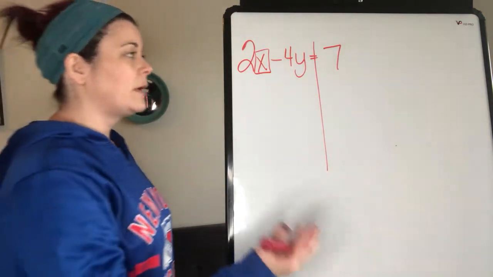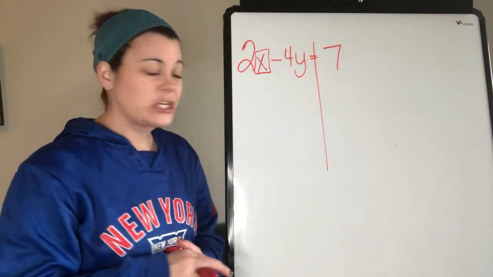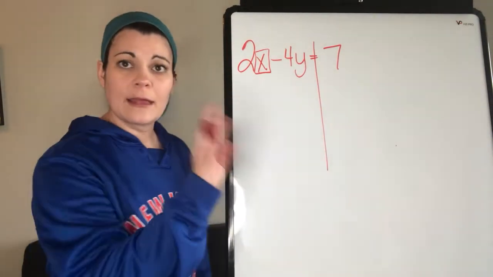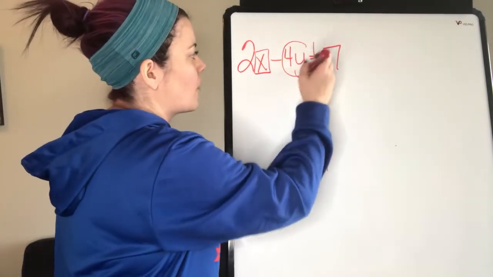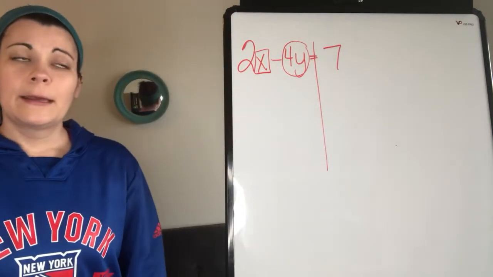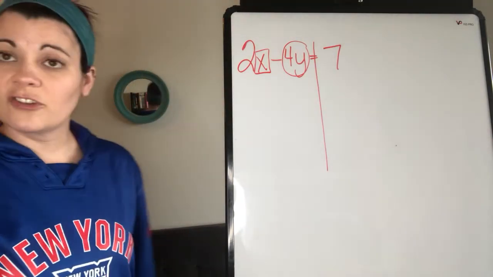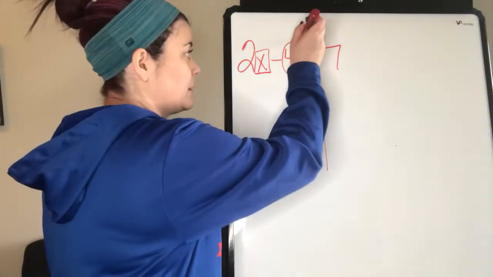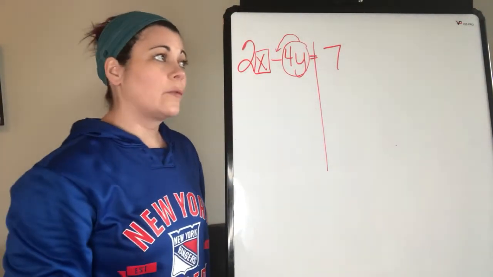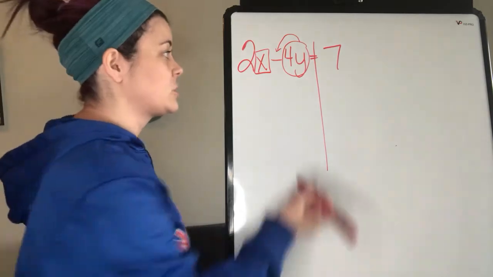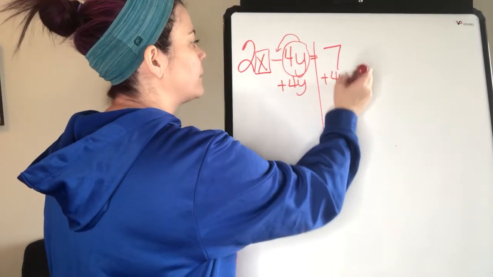So we want to start moving things that are not attached to the x first. We can leave the 7 alone because the 7's already on the opposite side. So we want to move this 4y. We have to do it by the inverse operation. The operation in front of it here is subtraction, and the inverse of subtraction is addition. So I'm going to add 4y to both sides.